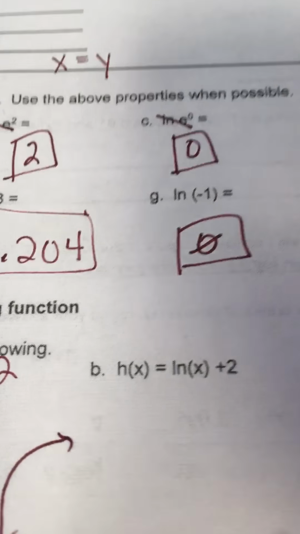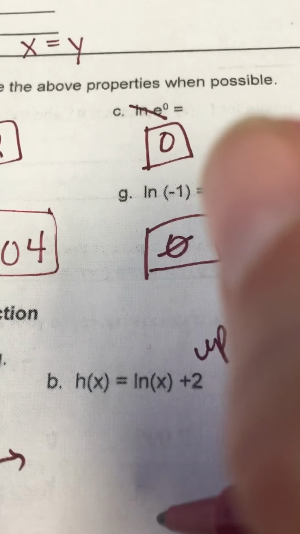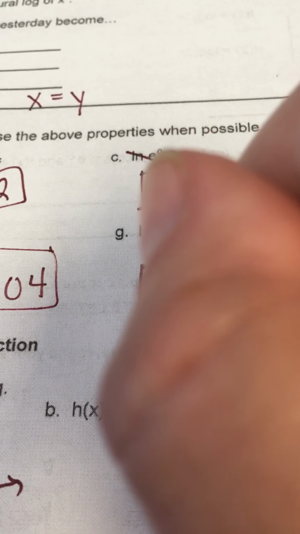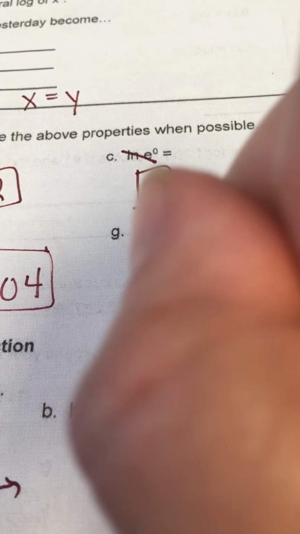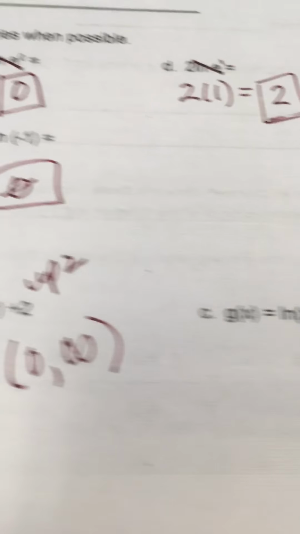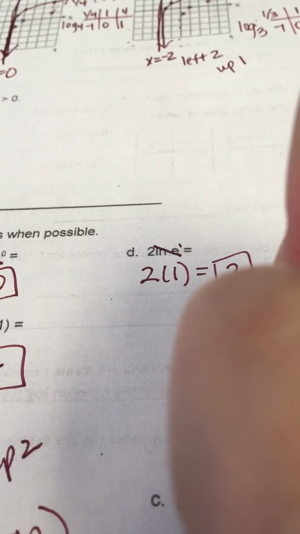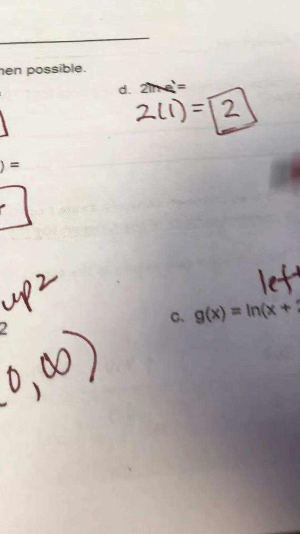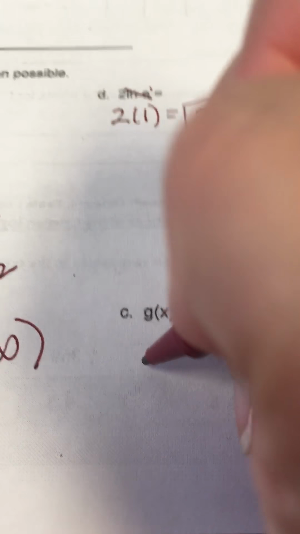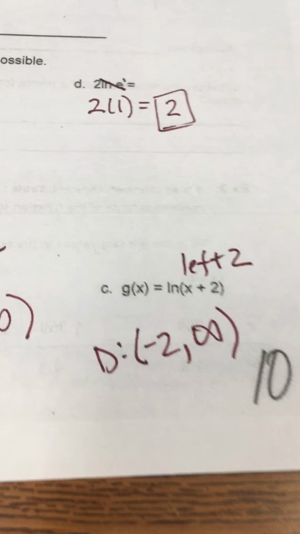Now letter B, it shifts up 2, but shifting up 2 doesn't actually affect the asymptote. The asymptote stays there on x equals 0, so it starts at 0, so we say the domain goes from 0 off to infinity. And this one, because the graph shifts left 2, that means the asymptote goes from 0 to -2. So we say the domain is from -2, from wherever the asymptote is, off towards positive infinity.